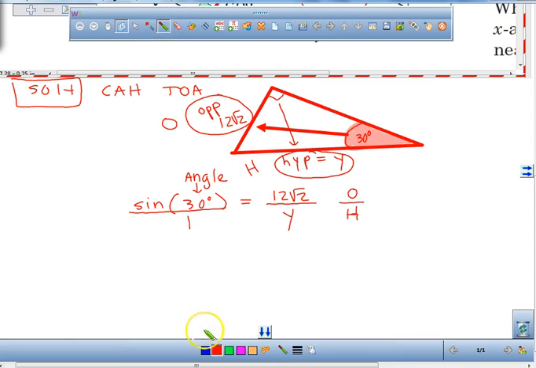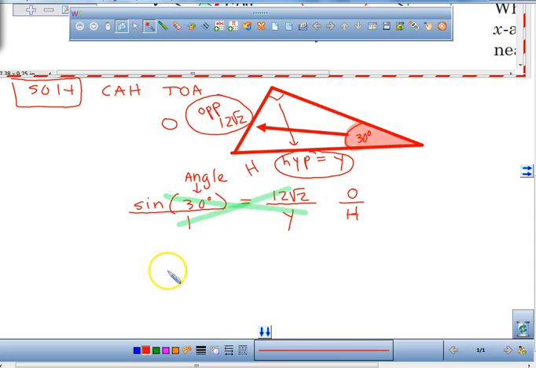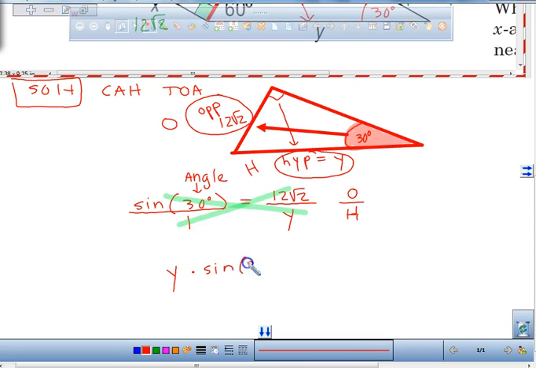Now look what happens when we cross multiply these, all right? When we take our cross products, what do we get? We get y times the sine of 30 equals 12 radical 2 times 1. 12 radical 2 times 1 is just 12 radical 2. And what are we trying to solve for right now? We're trying to solve for our y value. So we have to divide both sides by the sine of 30.